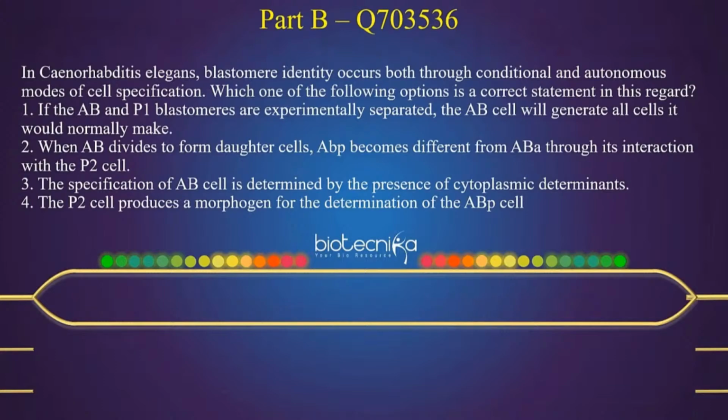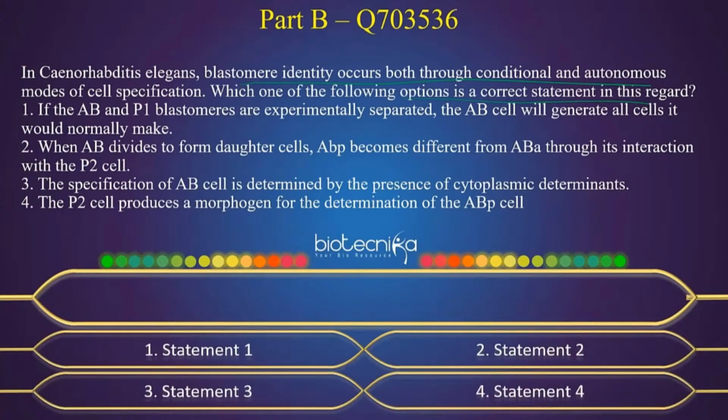This is based on C. elegans. In Caenorhabditis elegans, blastomere identity occurs through both conditional and autonomous modes of specification. So, which of the following options is a correct statement in this regard? These are the statements which are given over here. Now, in C. elegans, we know that we begin with something called P0, that is the embryo. And then this will divide into two cells. So basically the embryo will now have two cells.